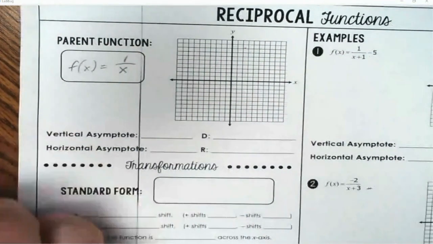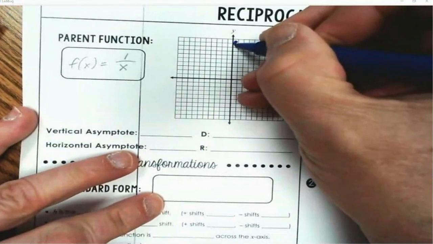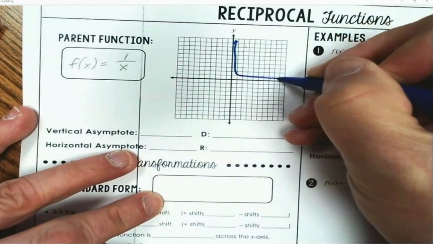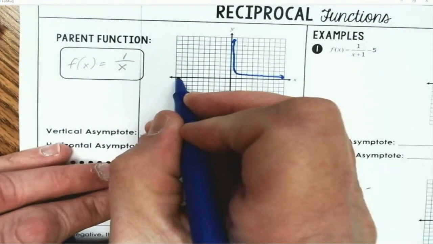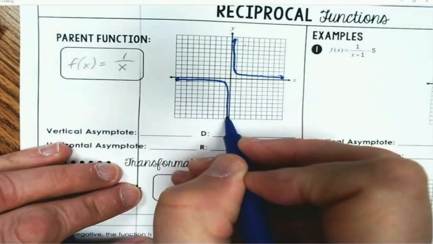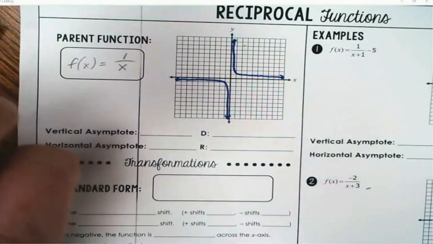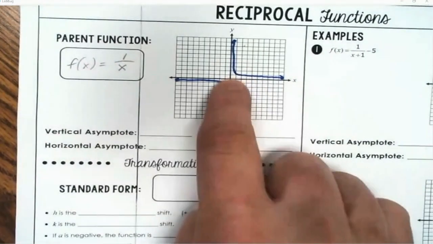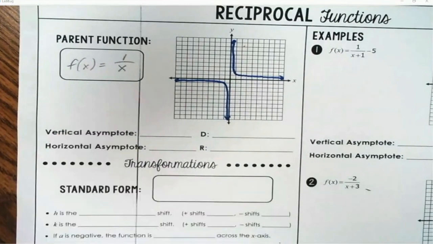I'm going to graph it with a darker pen right here. It's one of those graphs that comes down and then turns and goes this way. But there's also the negative side of that, which comes and goes down there. So that's what the graph of 1 over x looks like. That's the reciprocal function. You'll notice it doesn't touch the y-axis and it doesn't touch the x-axis with just the 1 over x.